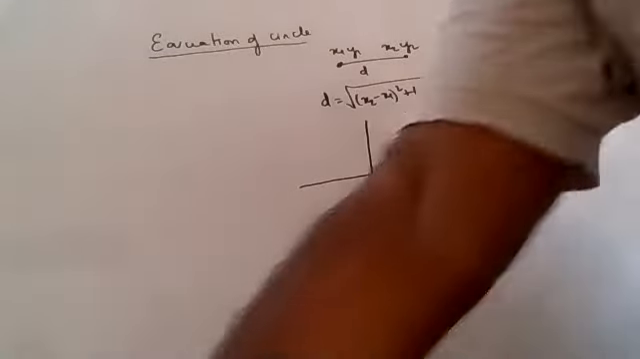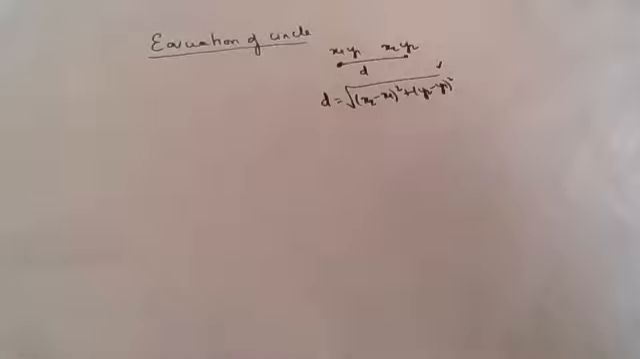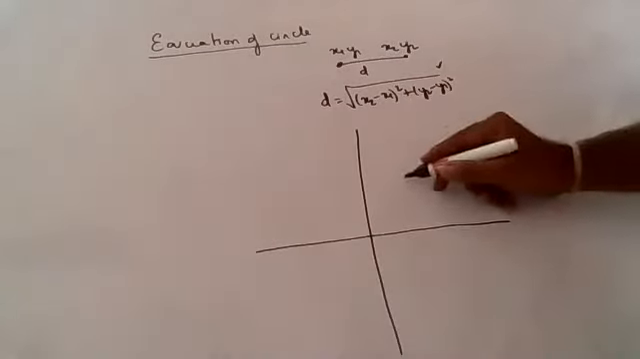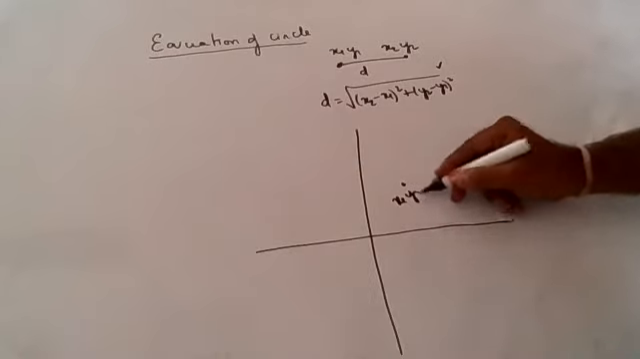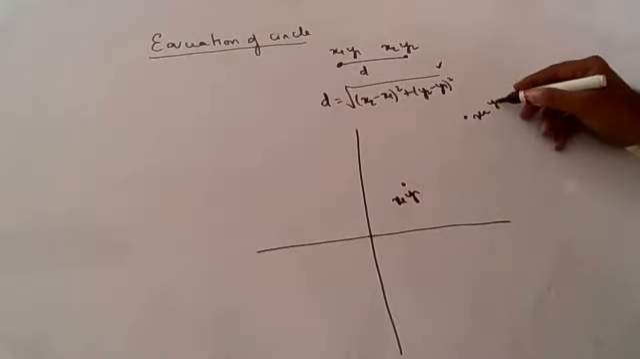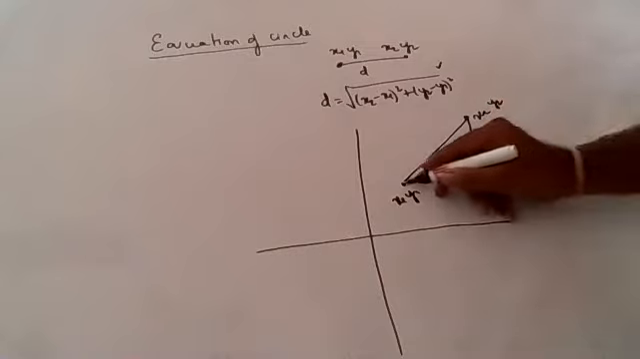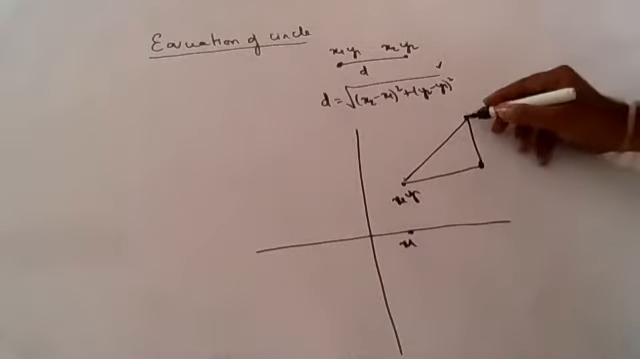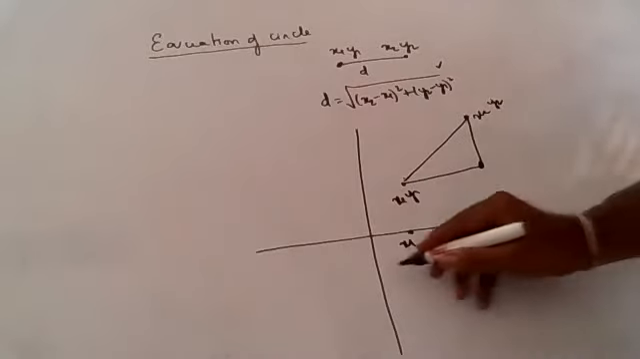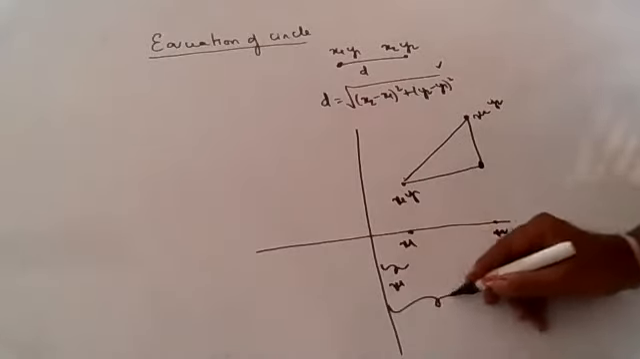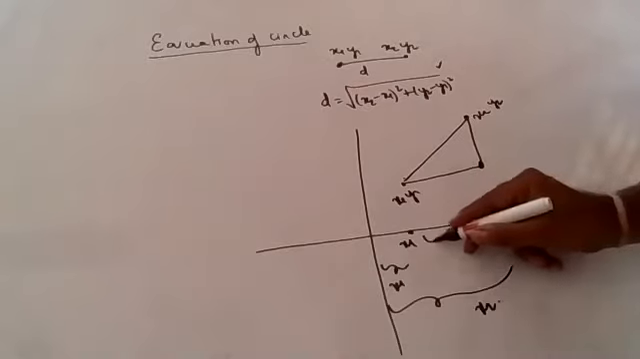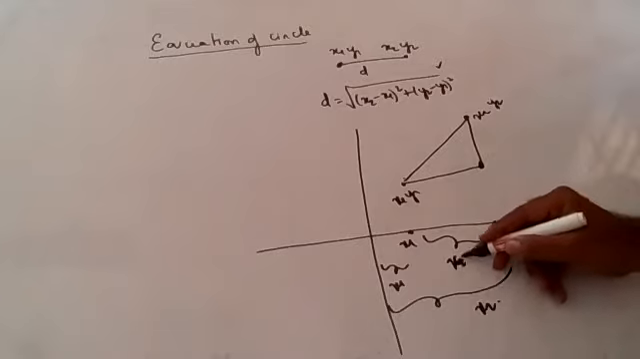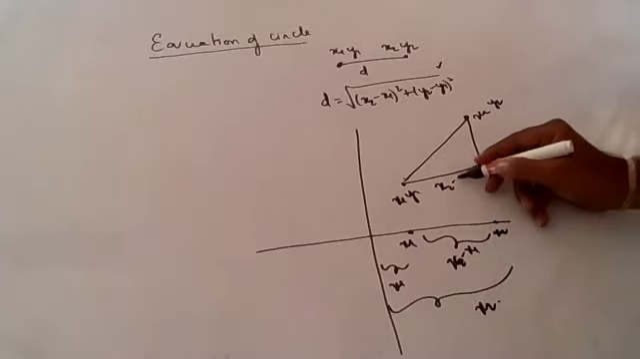Okay, children, I hope you are able to understand. Slowly I will say, please try to understand. This is the coordinate axis. Imagine this is x1, y1 and this is x2, y2. The point till here is x1 and the point till here is x2. Can anyone say what will be the distance between x2 and x1? The difference, x2 minus x1.